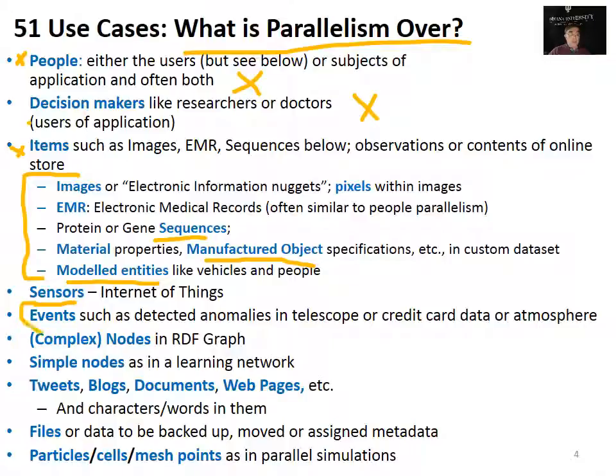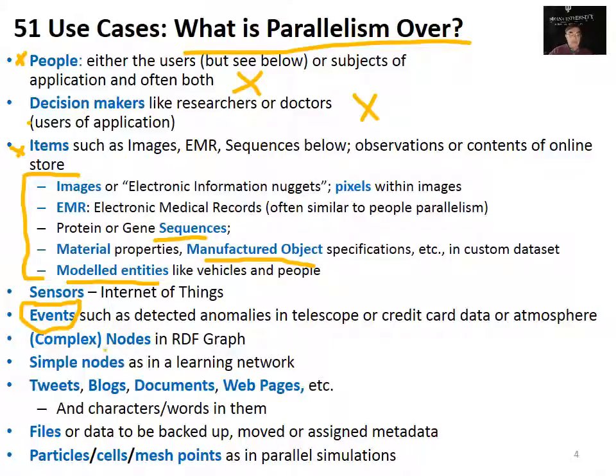Another important source of parallelism is that over events. What are events? These are particular important characteristics or happenings which can be discovered, say, either in telescopes where you discover a supernova happening, or in credit card where you discover fraud, or in the atmosphere where you discover an event called a turbulence, which other planes need to be warned away for.